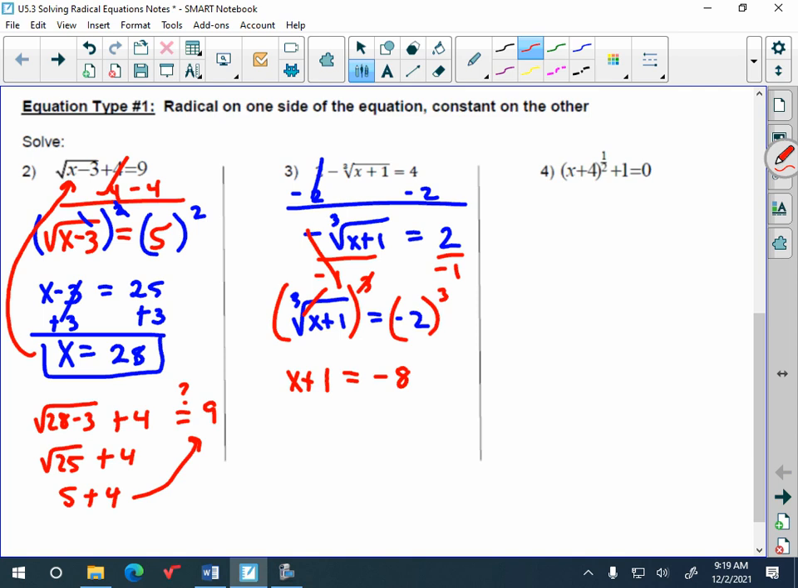See, this is why we don't leave our answers with exponents, because we can simplify it. Some of you guys didn't do that on the quiz yesterday. Okay, you got to simplify when you can. All right, and then we can subtract the 1 over. X equals negative 9.